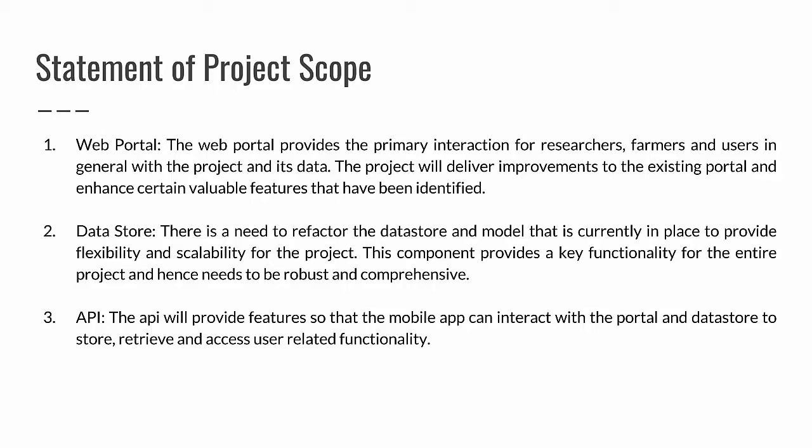The third main part of the scope was the API, the Application Programming Interface. This would provide features so that the mobile app team could interact with the portal and data store to store, retrieve, and access user-related functionality.